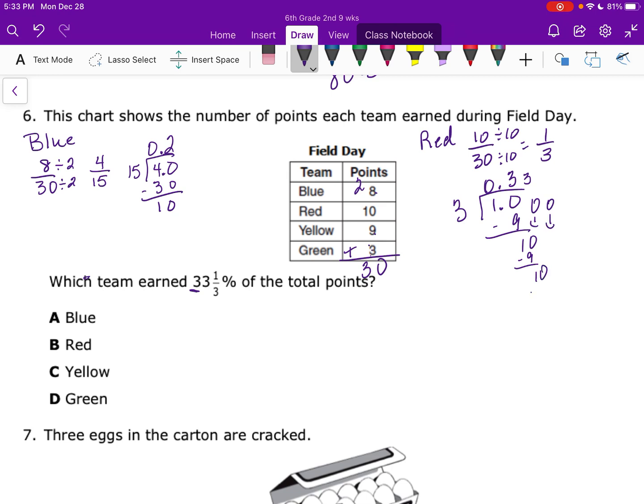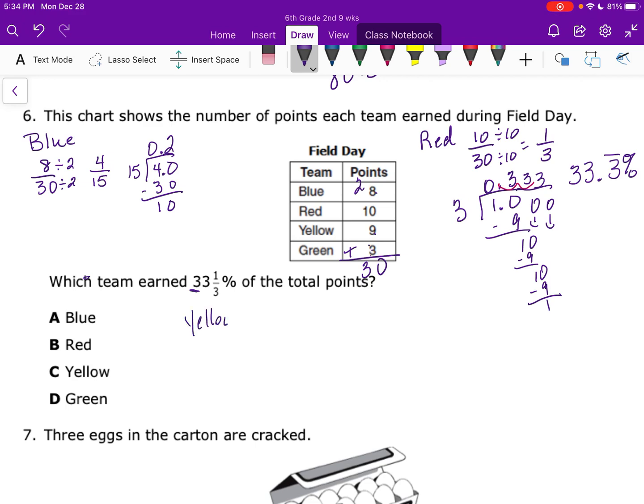Okay, do we notice something happening here? Yeah, the same thing is happening over and over and over again. That's right. So that 3 is repeating. Okay, so we're going to move our decimal point 2 places, and that's going to give us 33.3 repeating percent. So what do you think? Is it red? Yeah, it is red.